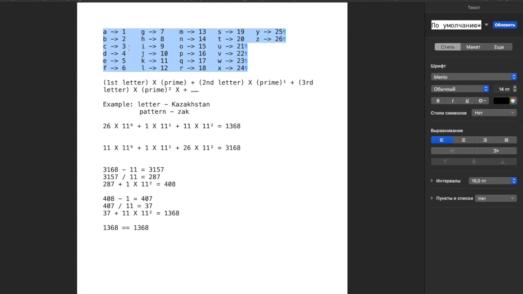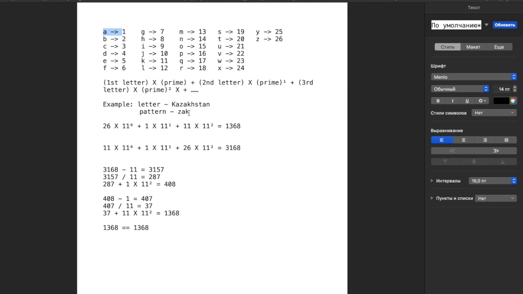We take the value of the first letter of our pattern. The first letter is Z, and the value of Z is 26. We take 26 and multiply it by 11 to the power of 0. And we take the second letter. The second letter is A. The value of A is 1. We take 1 and multiply it by 11 to the power of 1.